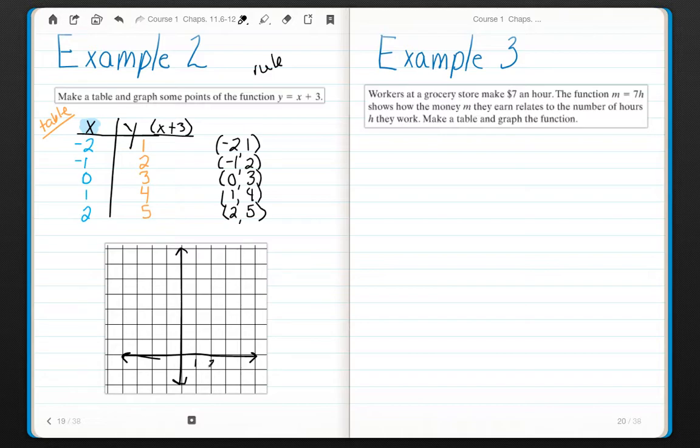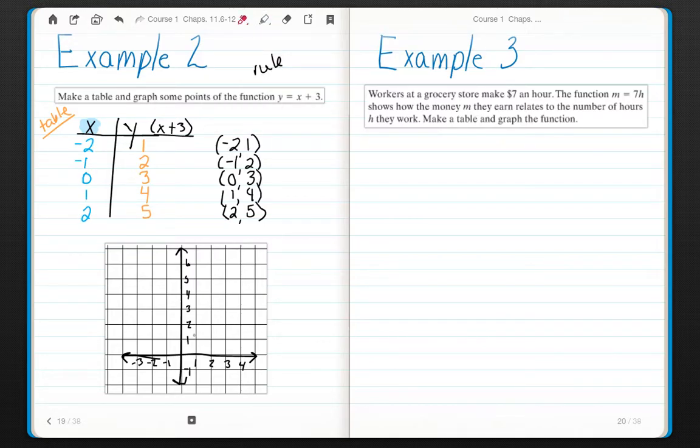So 1, 2, 3, 4, negative 1, negative 2, negative 3, negative 1 down here. I don't usually label the origin 0, 0. I just know that that's the point, partly because there's not a whole lot of room for it. So 1, 2, 3, 4, 5, 6. Okay, and now I'm simply going to plot my points.